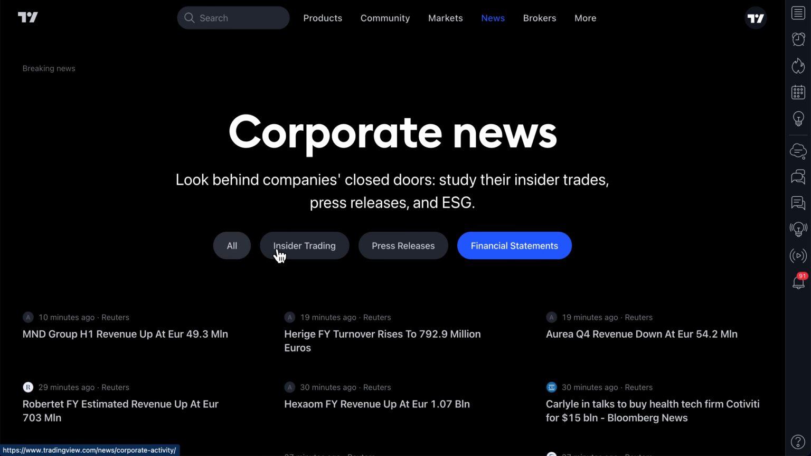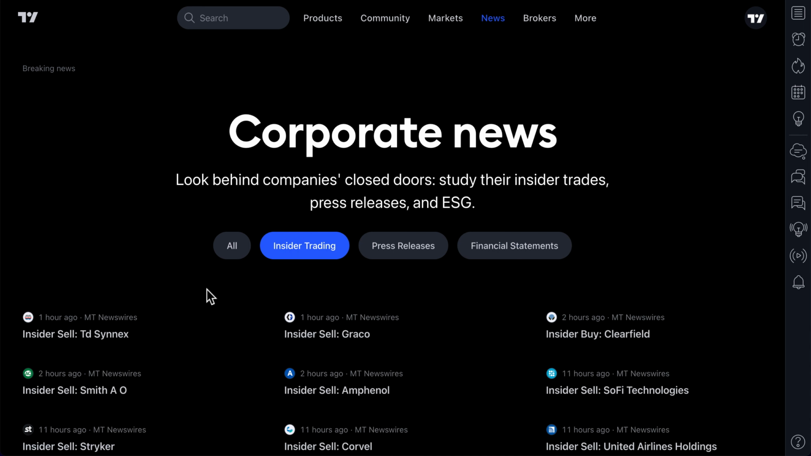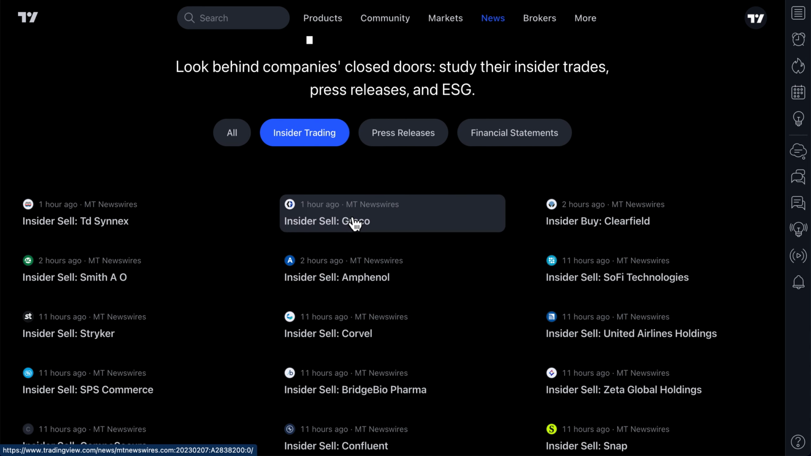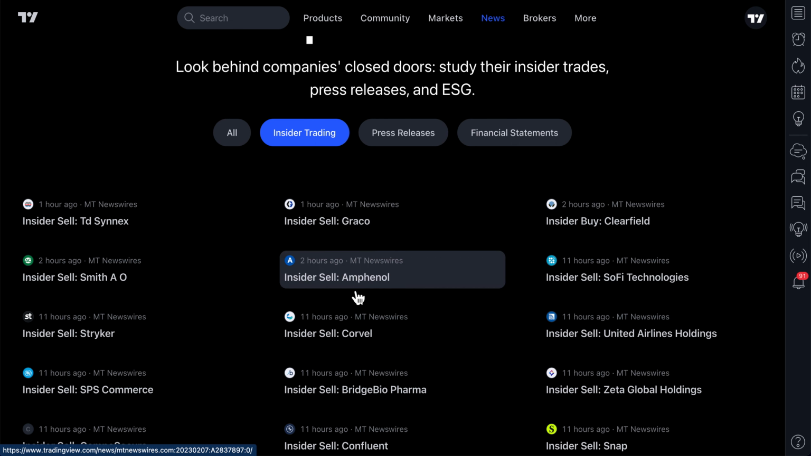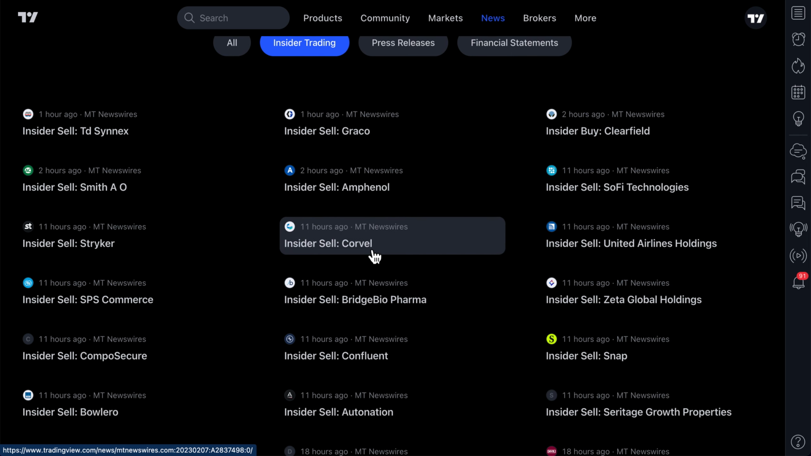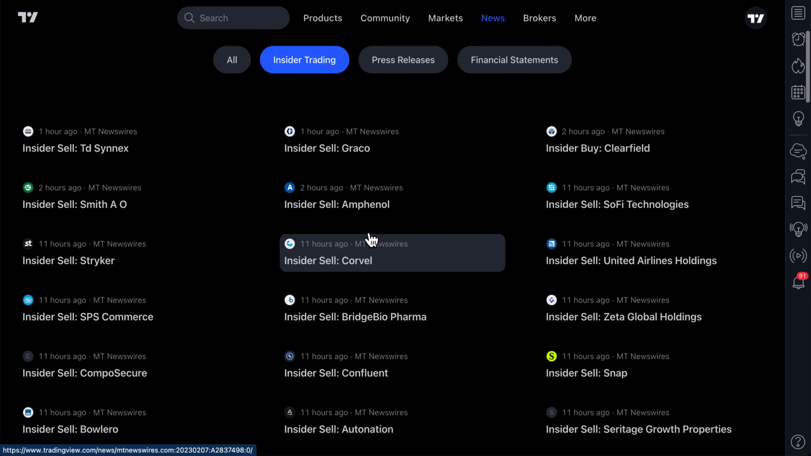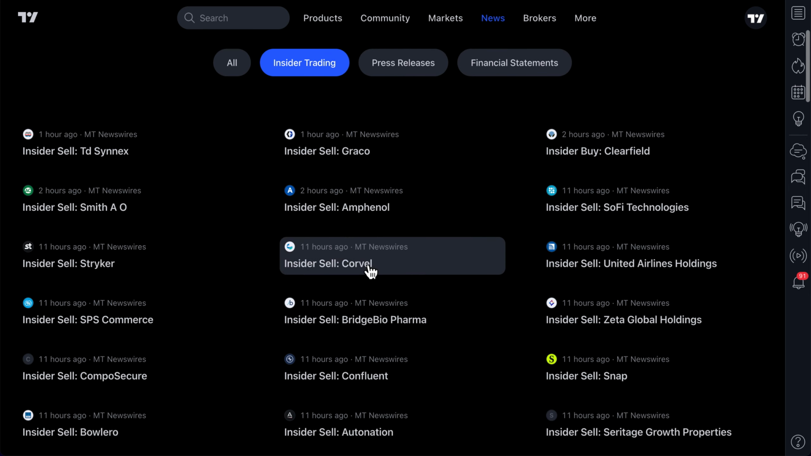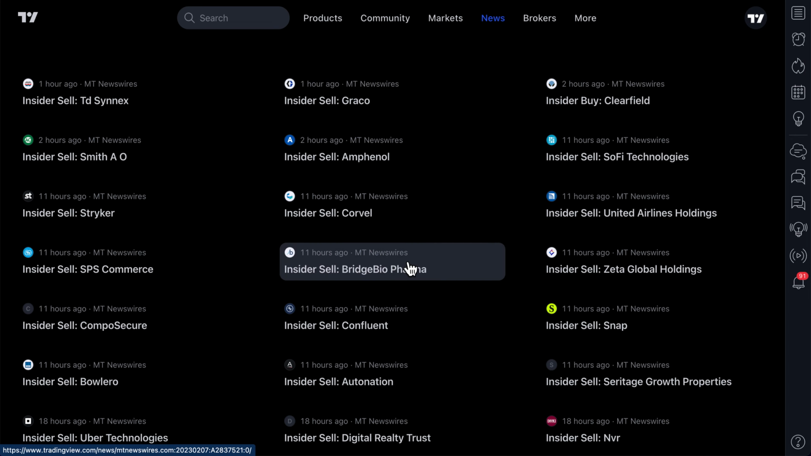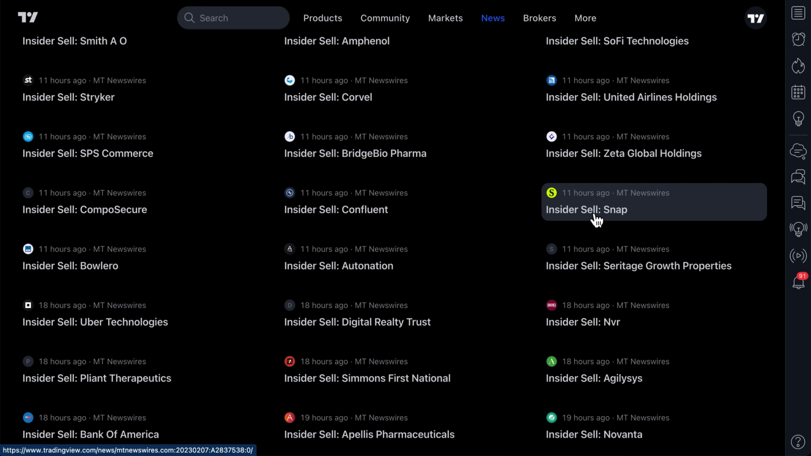So if you go ahead and click inside, for example, you are going to see every person who is buying or selling stock in the company that they work at. That's why it's called insider trading, because these people are insiders. They work at the company. You can see here Snap, so that's Snapchat, 11 hours ago. It says insider sell Snap.